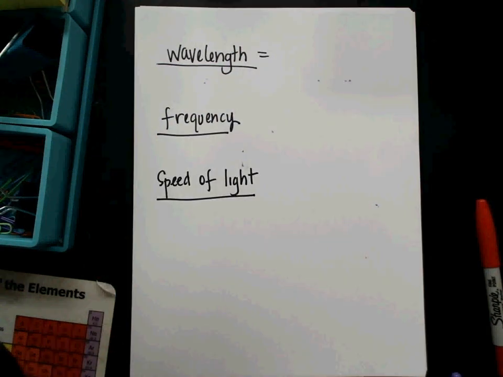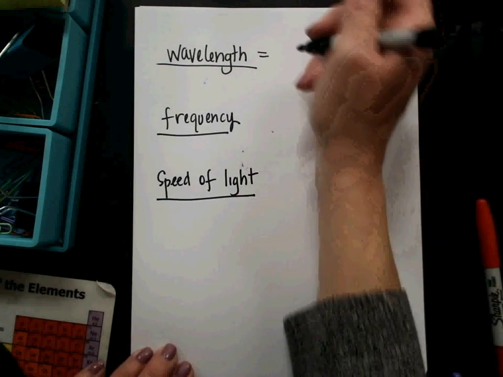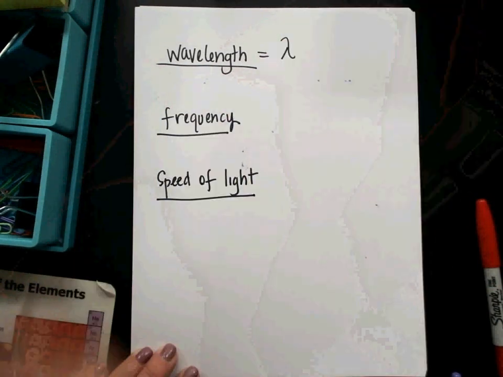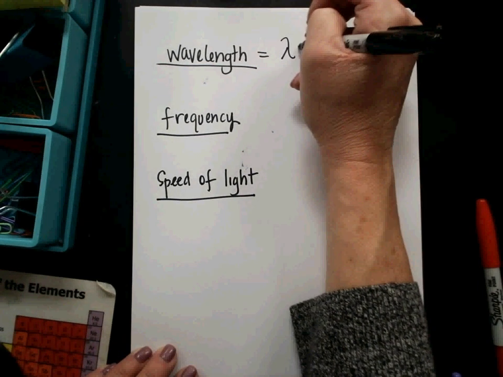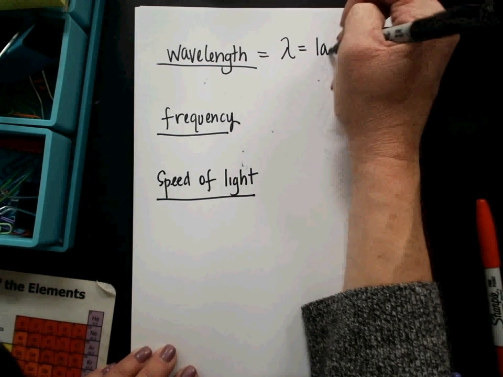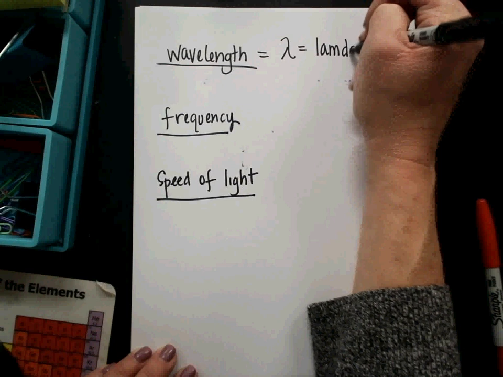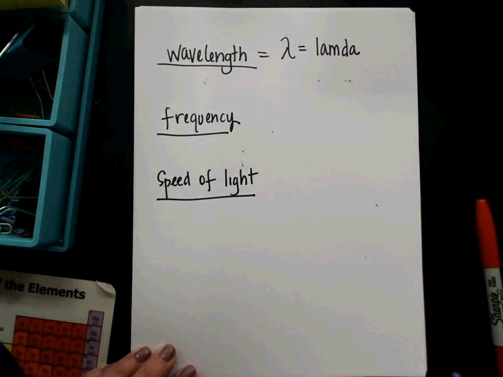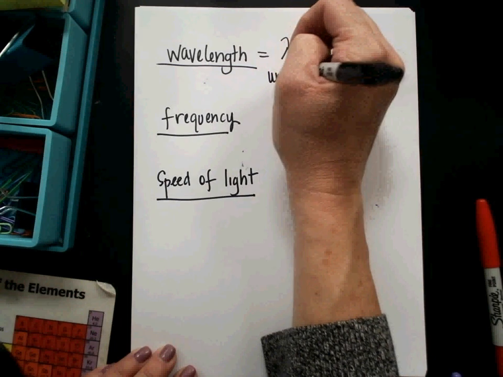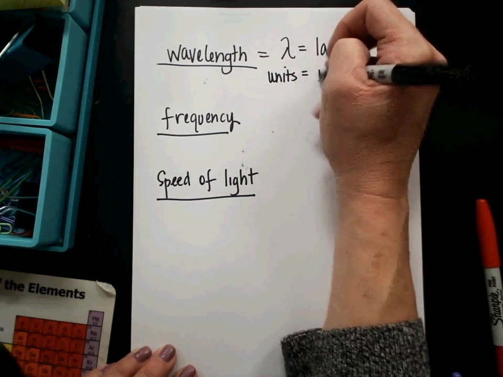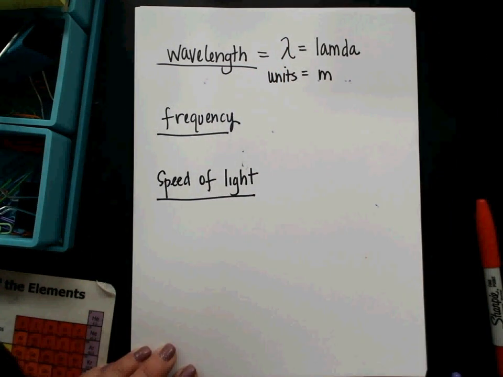The wavelength has a variable. You know what it is. We already wrote it down on the other diagram. The variable for wavelength looks like this, kind of like an upside down Y. And that is a Greek letter, and it's called lambda. My units for wavelength are meters.